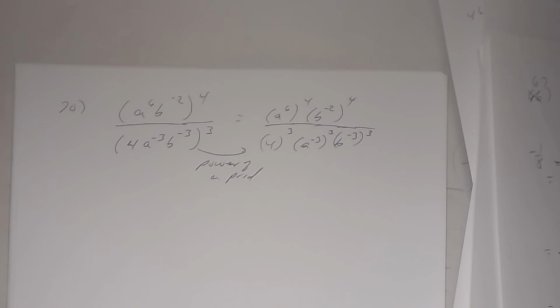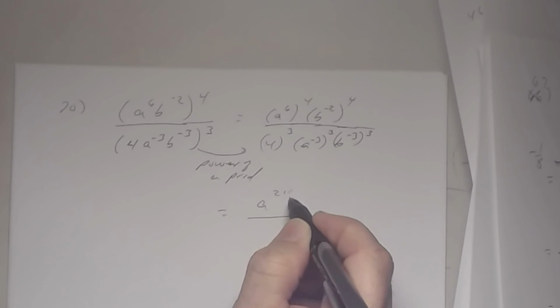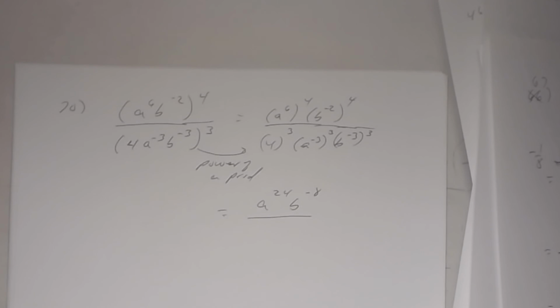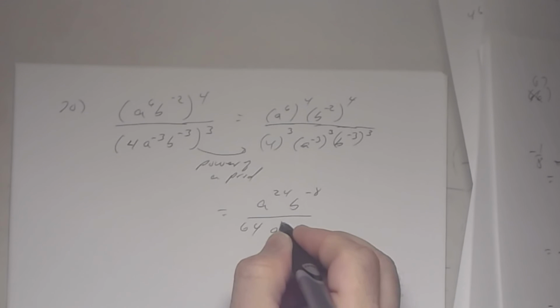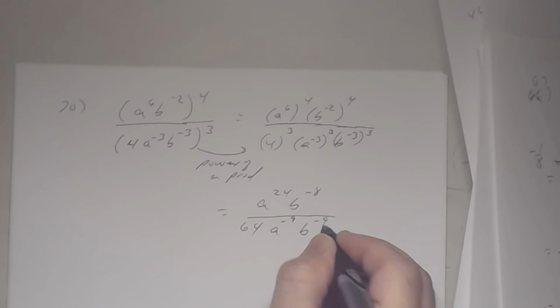Now let's get rid of the parentheses. What rule am I going to use next to get rid of those parentheses? Power rule. So what's a to the 6th raised to the 4th? A to the 24th. What's b to the negative second raised to the 4th? Very good. What's 4 to the 3rd? That one you can do. It's not like negative 2 to the negative 3rd. 4 to the 3rd, use your calculator. 4 times 4 times 4 is what? Where is that located though? In the denominator. What's a to the negative third raised to the 3rd? A negative 9. What's b to the negative third raised to the 3rd? All right, so that's where I'm at.